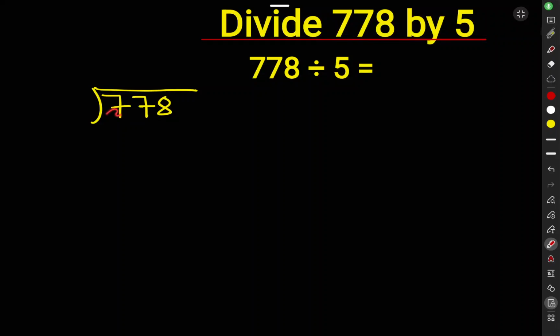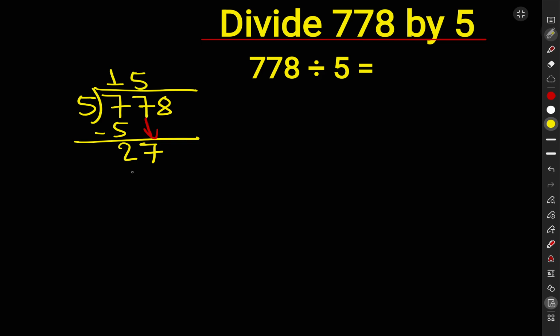We divide 778 by 5 in a long division method. 5 times 1 is 5. On subtracting we get 2. So now we put down this 7 and it is 27.